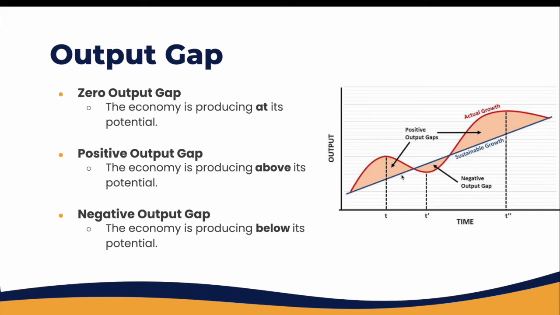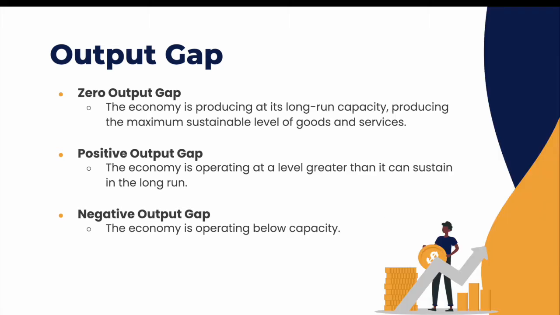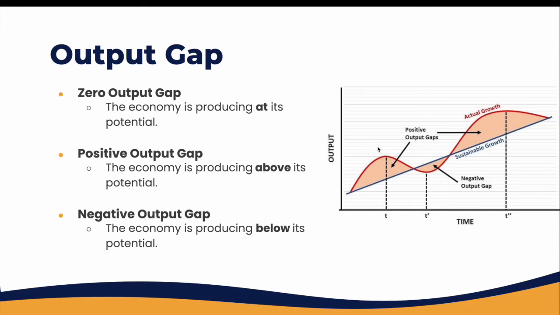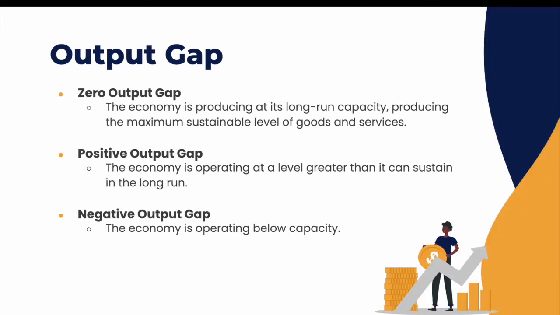Okay, now what do these truly mean, or another definition? We have zero output gap. The economy is producing at its long run capacity, producing the maximum sustainable level of goods and services, which makes sense because the economy is producing at its capacity or at its potential. Positive output gap, the economy is operating at a level greater than it can sustain in the long run, which we can see here because actual growth is more than sustainable growth. Okay, so in the long run, it is greater than it can sustain.